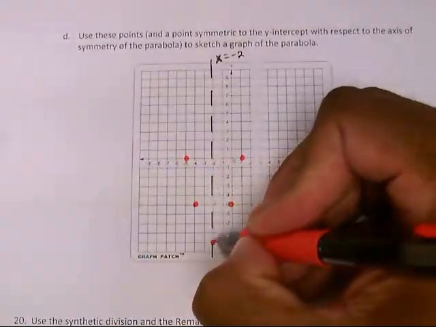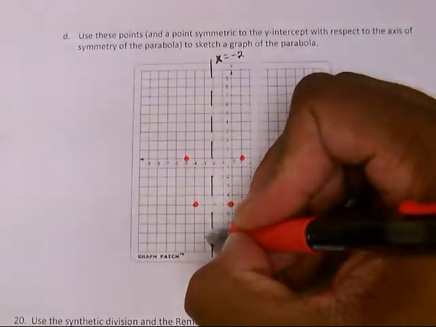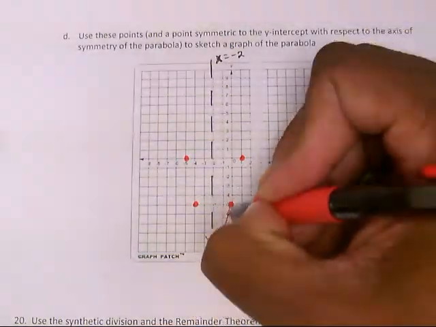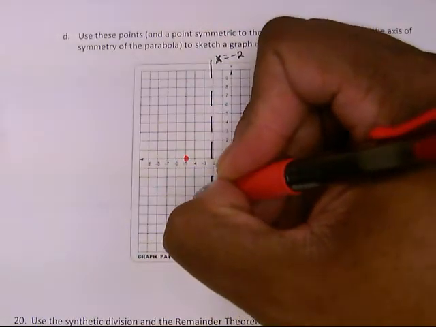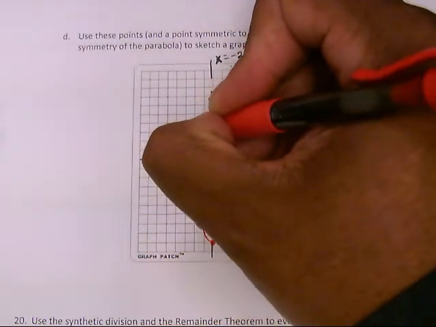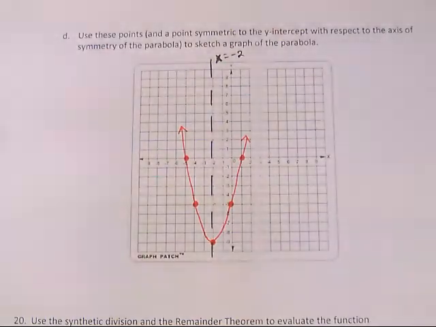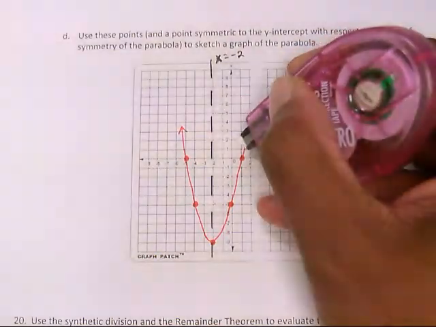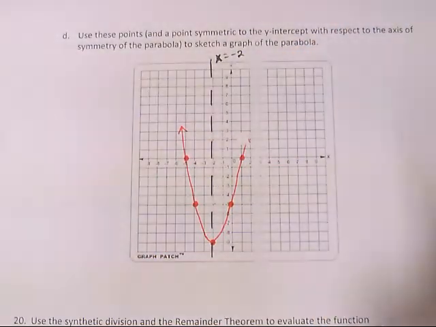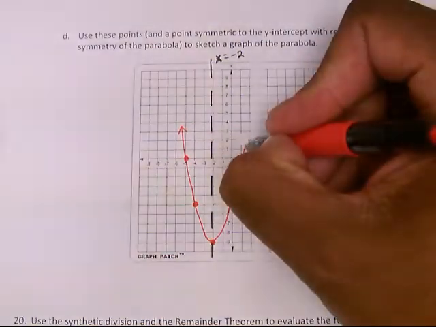So these are all the points that I'm going to need to draw the graph of the parabola. That looks like this. Okay. So that's the graph of the parabola f of x is equal to x squared plus 4x minus 5.